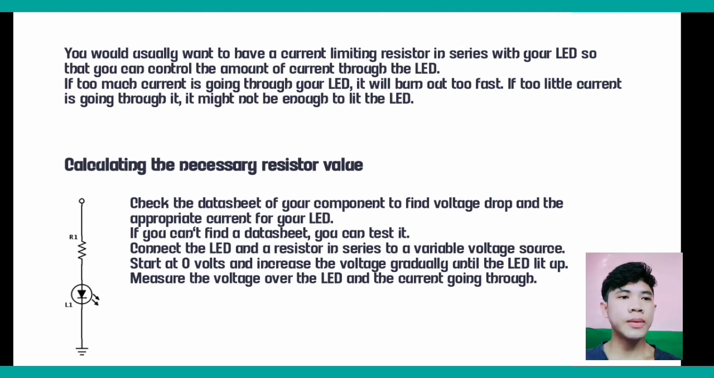Calculating the necessary resistor value. Check the data sheet of your component to find the voltage drop and the appropriate current for your LED. If you cannot find a data sheet, you can test it. Connect the LED and the resistor in series to a variable voltage source. Start at 0 volts and increase the voltage gradually until the LED lights up. Measure the voltage over the LED and the current going through.